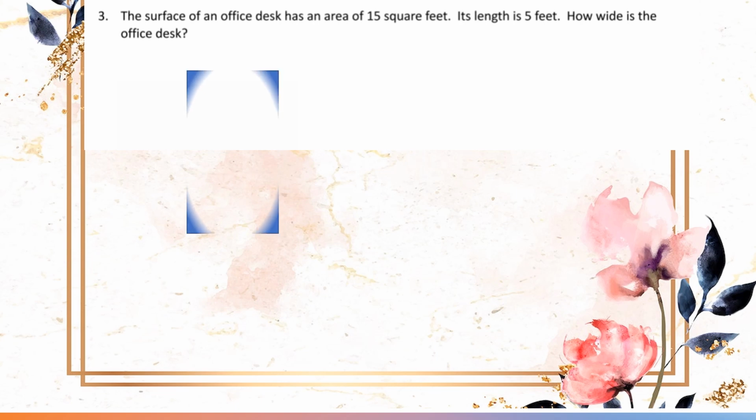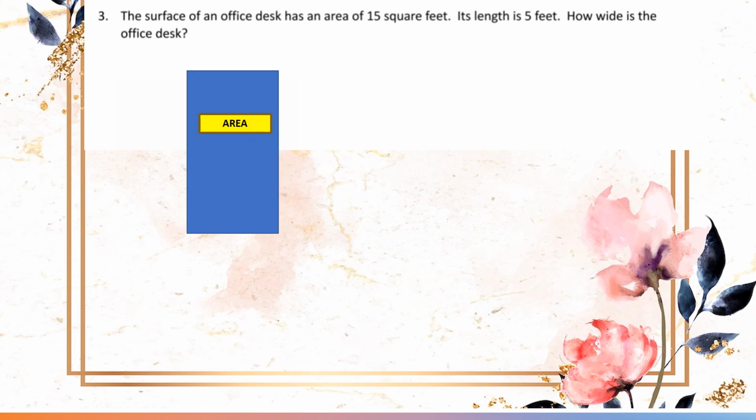So first, I'm going to draw a rectangle. This rectangle represents the desk. Now, what information did they give us? That's right, they gave us the area, and the area is 15 feet, right? Now, they also gave us the length, which is 5 feet. So right now, I have 5 times my missing width equals 15.